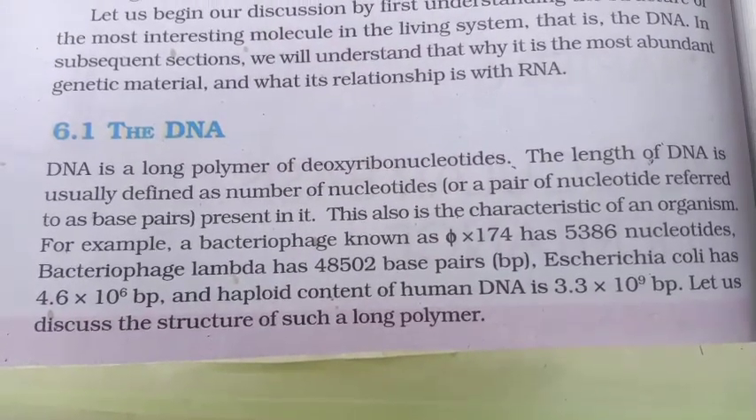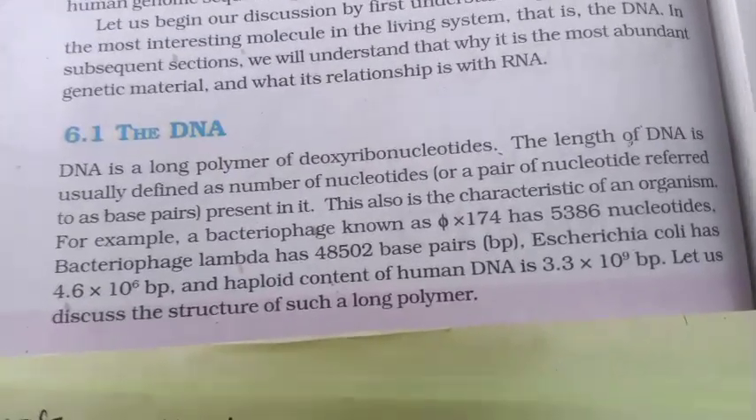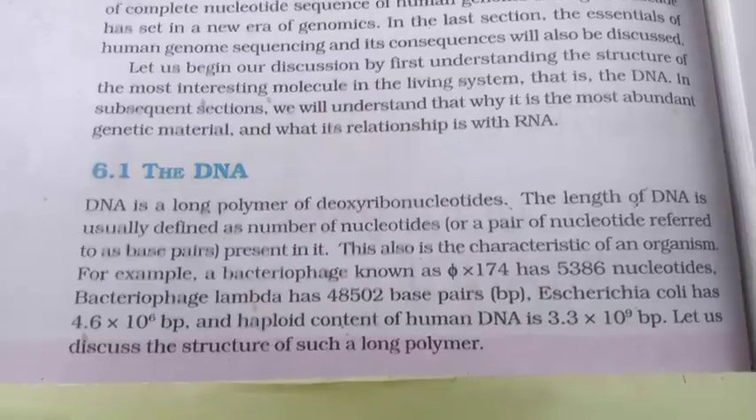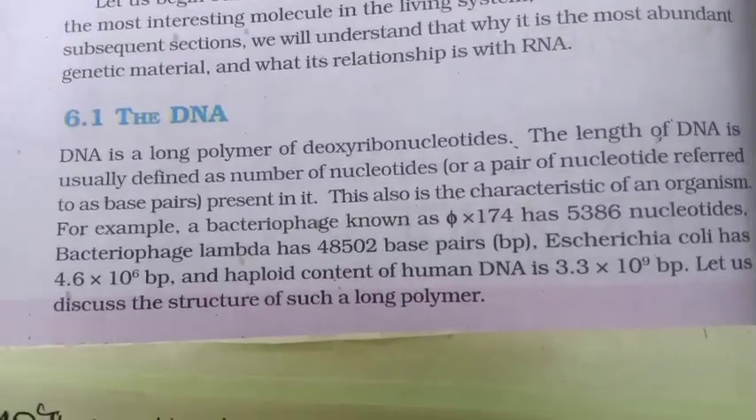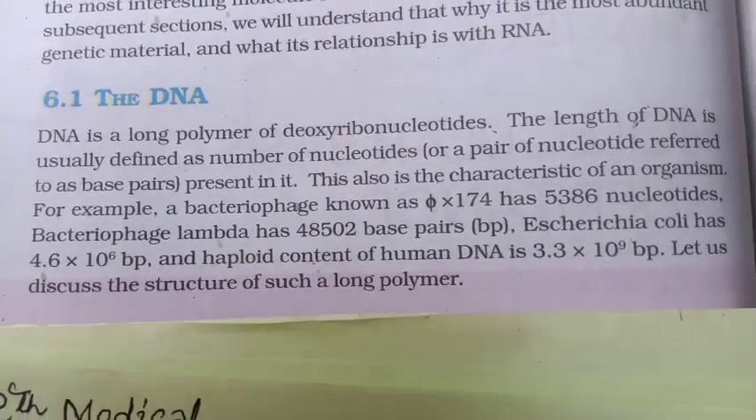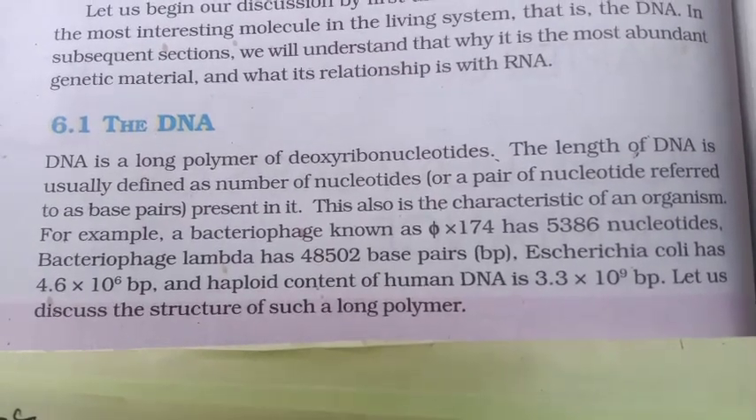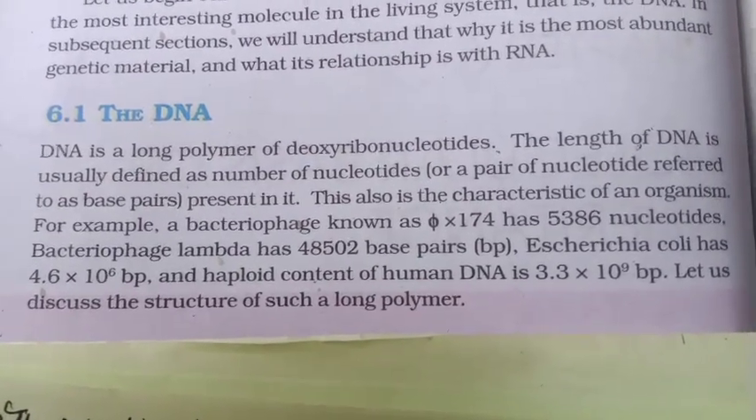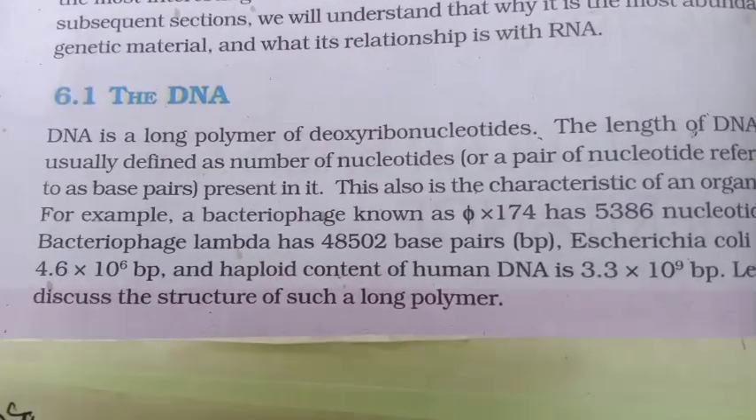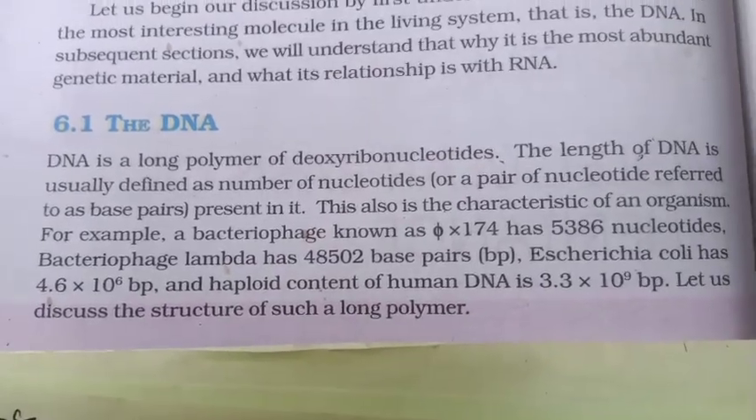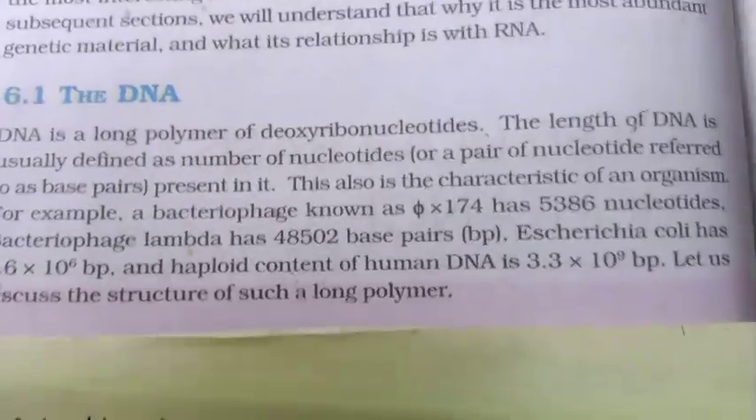This also is a characteristic of an organism, that is, the number of base pairs. It is fixed for a particular organism or a particular type of species. For example, a bacteriophage known as Phi 174 has 5,386 nucleotides. Bacteriophage lambda has 48,502 base pairs. E. coli has 4.6 × 10^6 base pairs, and the haploid content of the human DNA is 3.3 × 10^9 base pairs.